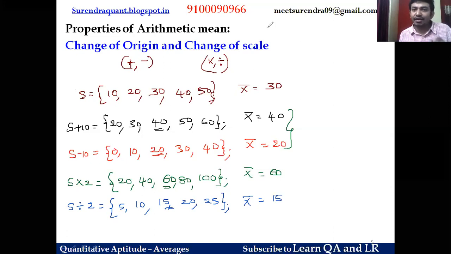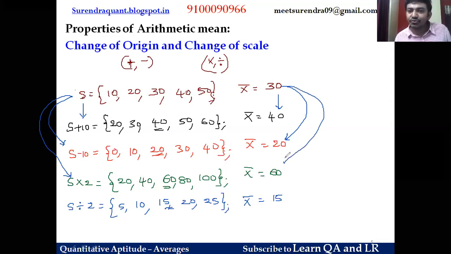Now the observation, the conclusion, is that in whatever proportion I change the elements of the set, in the same proportion the average also changes, right? So when I add 10 to every element, the average increased by 10. When I subtract 10 from every element, the average also decreased by 10. When I multiply every element of the set by 2, the average is also multiplied by 2. When I divide every element by 2, the average is also divided by 2. So this is called change of origin and change of scale.